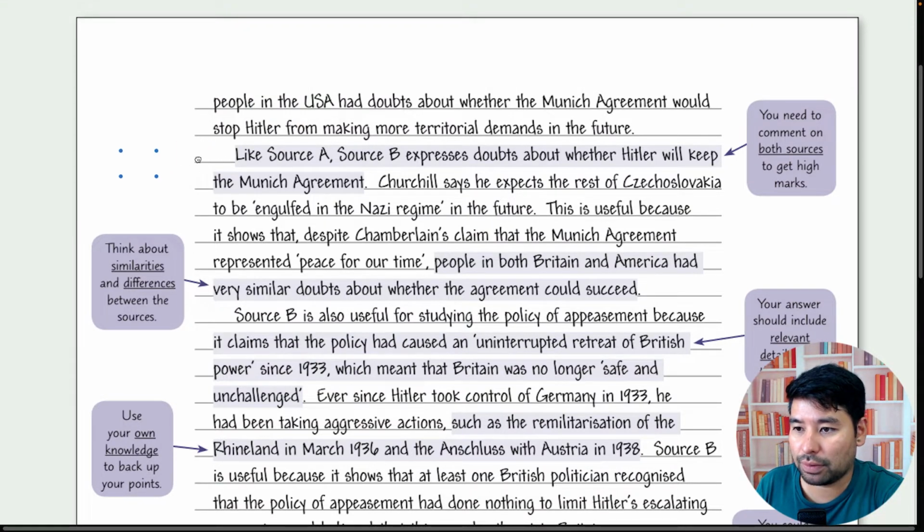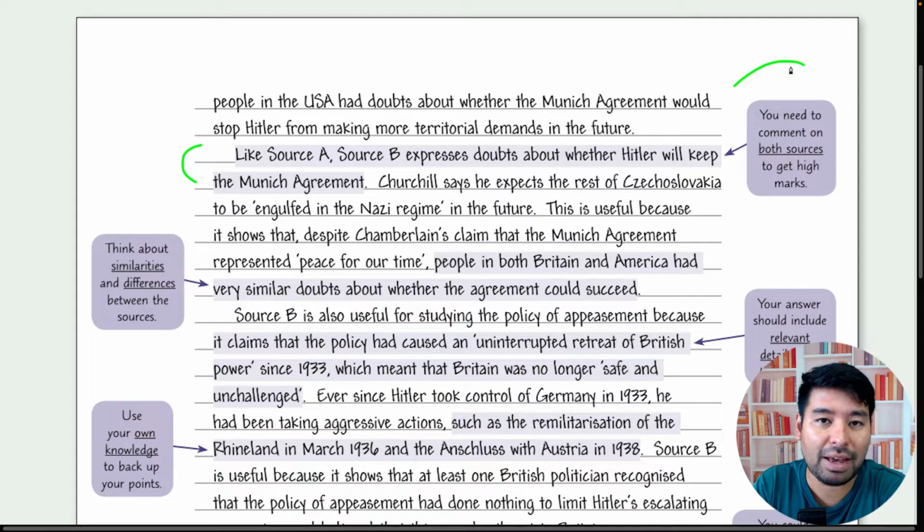Okay, so this one here. And then the comment about that is you need to comment on both sources to get high marks. Of course, even though they have asked about both. So you can divide your answer in three parts. You make a comment about A, about B, and then make comments about both together. If you do that, it's a perfect answer, right?